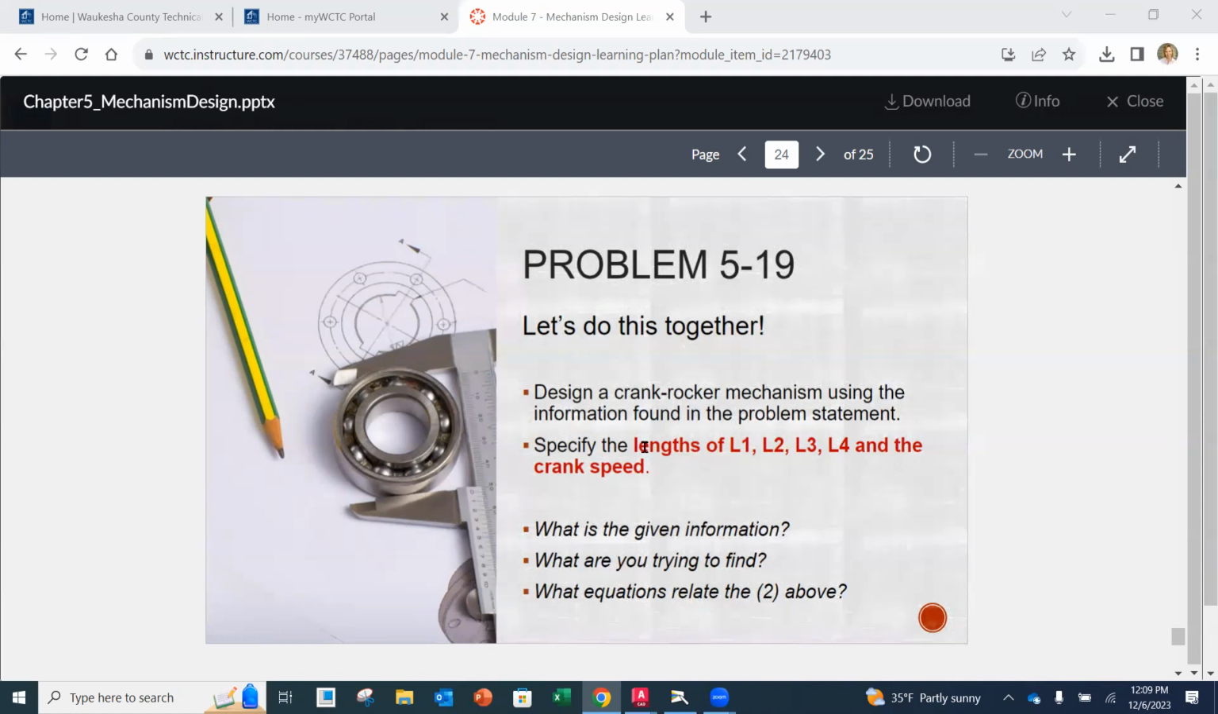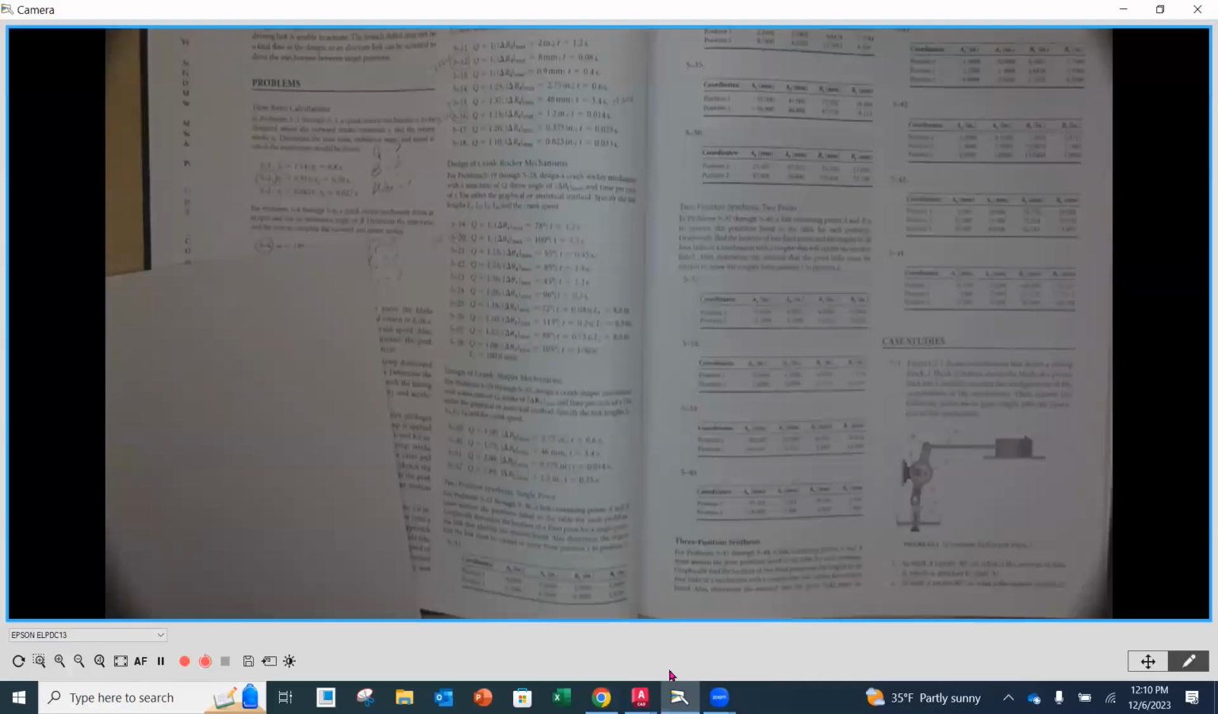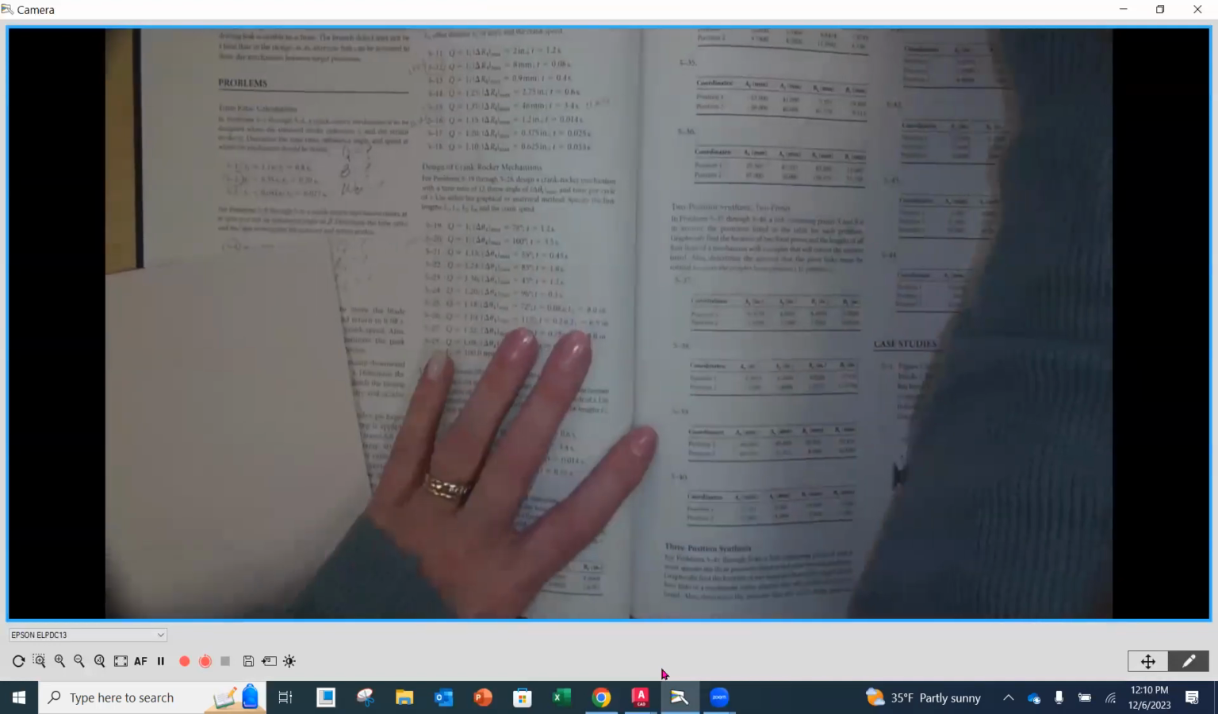Okay. So we're going to find problem number 5-19 on page 120, and we're going to be designing a crank rocker mechanism this time using the information found in that problem statement. So we need to specify the lengths of each one of the links in that 4-bar crank rocker mechanism. So it's an L1, L2, L3, L4, and a crank speed. So let's go take a look underneath our camera at what information we are given.